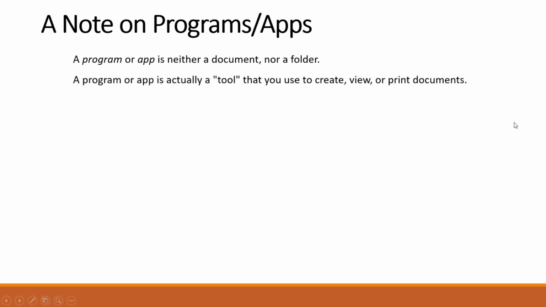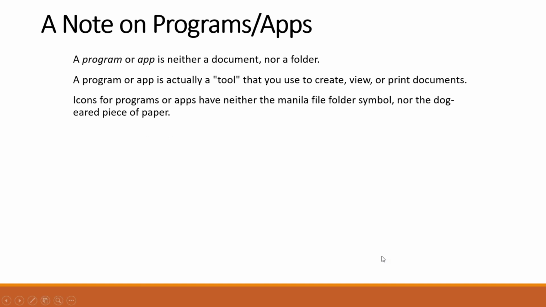Now, a quick note on programs and apps. We've been talking about files and folders for the past few minutes. A program or app is neither a document nor a folder. Remember we talked about software before, software programs. A program or app is the tool that we use to create, view, or print documents. So again, if we have a Word document, that means that we created it using a program called Microsoft Word.